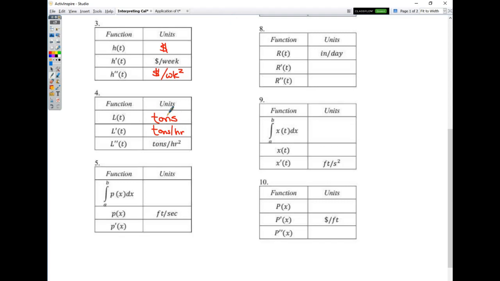Number 5 is feet per second, it was p of x. If we took the derivative, we would get feet per second squared. And if we integrate, we would have gotten just feet. And I'm going to come back up through 10, because I know that number 6 is the one you're waiting for.